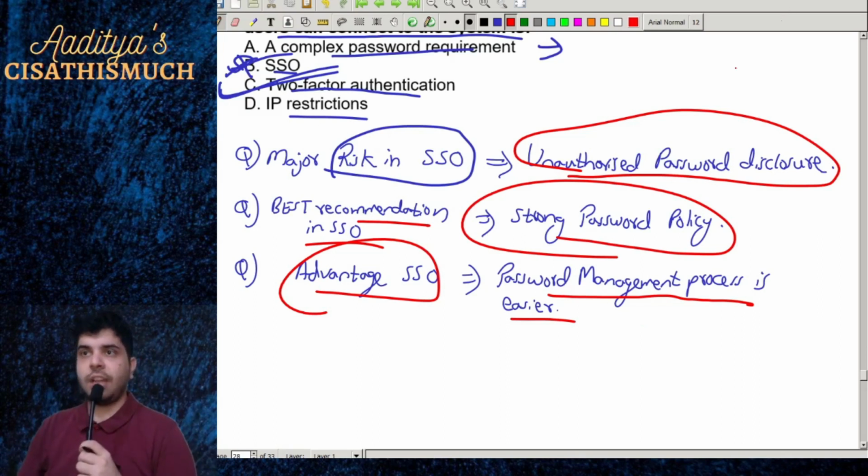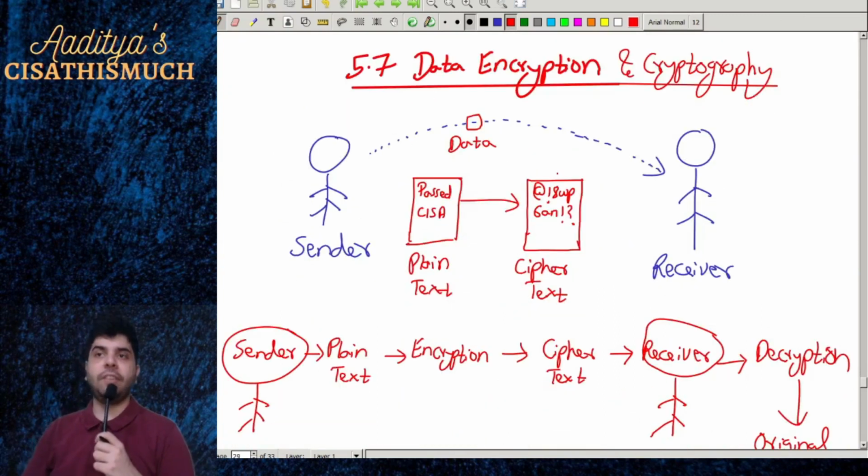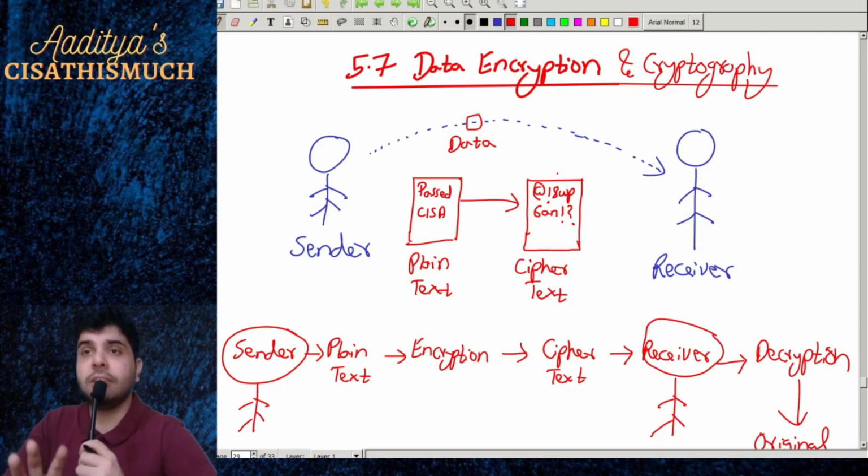So let's start with the next topic, 5.7 data encryption and cryptography. Very important topic, and you can say the most complicated topic in domain number 5. Important from the exam point of view, and slightly complicated to understand. So we will go very slowly and look at 5.7 very deeply, with practical examples as well.